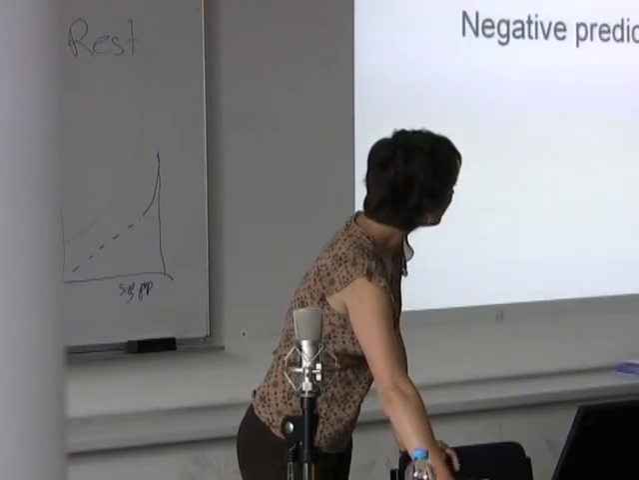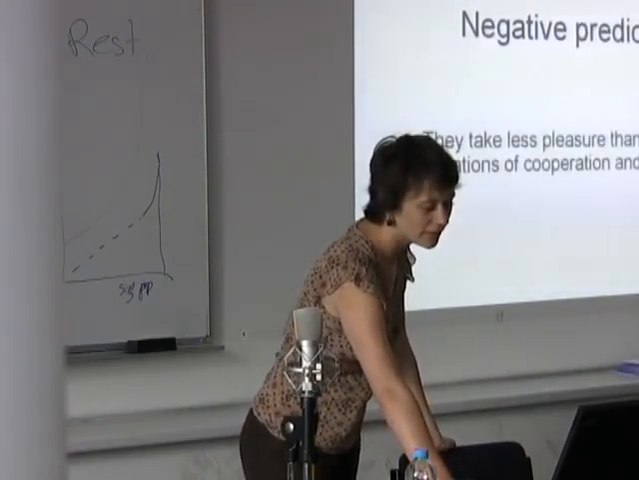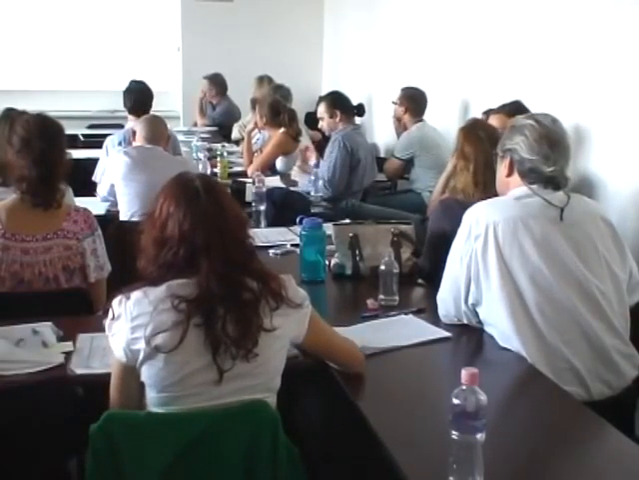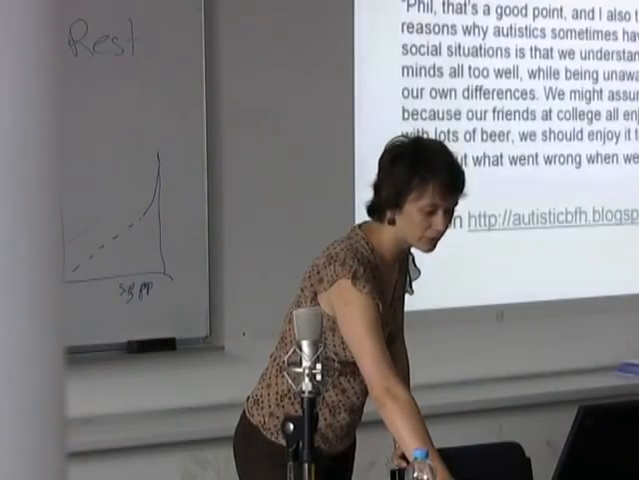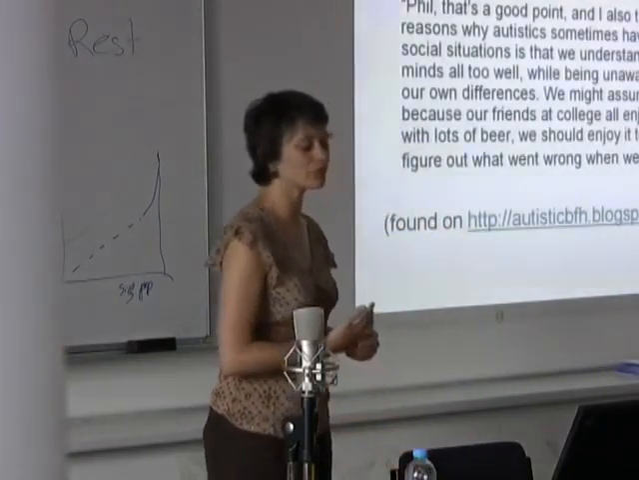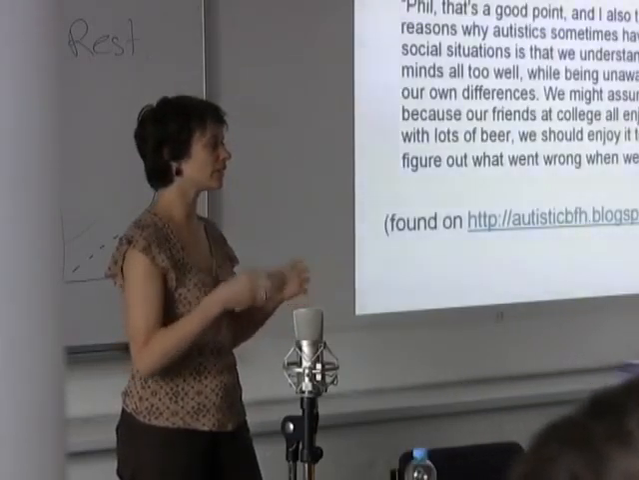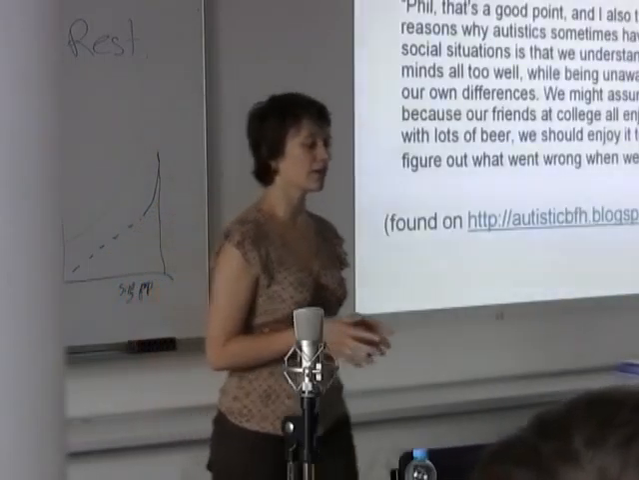So, let's see, and that's maybe more interesting, whether the negative predictions are met. If you remember, there are two negative predictions. One is that they will take less pleasure in interaction, and one is that they will not care about their reputation. So that's a quote from a blog of an autistic adult who is trying to defend neurodiversity and saying that being autistic is great and stuff like that.